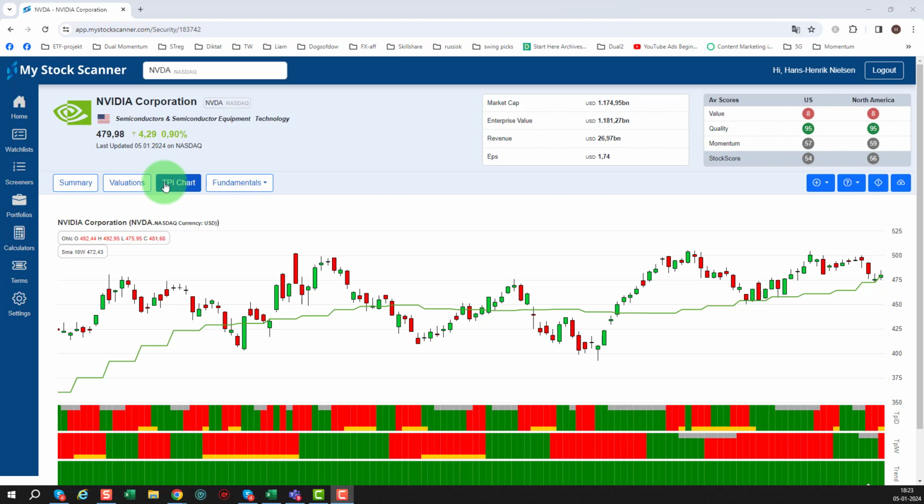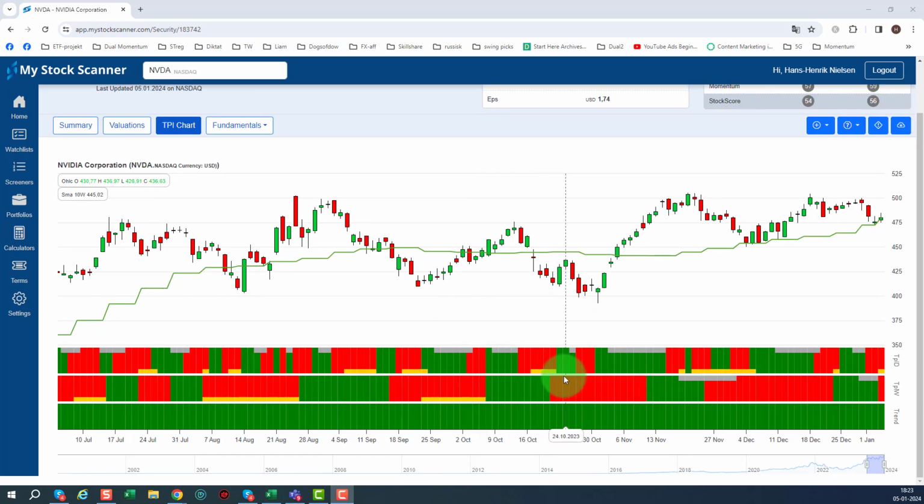You might have seen some videos about MyStockScanner, the platform where you can do all sorts of analysis. The focus right now is the TPI chart, where we have an indicator down here called the TPI on a long-term, weekly and daily time frame. And that is where some changes have happened. If you have seen this before, you might see some changes here, and I'll get back to them in a second. But first, I'll show you why we have made them.